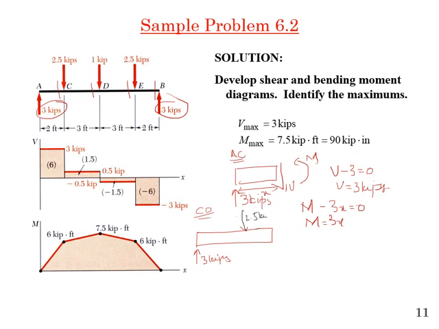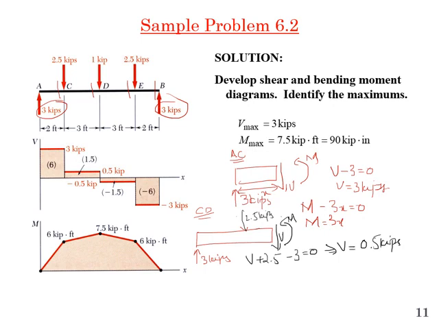2.5 kilopound. So shear force V acting downward we will take positive, and moment M in this case will be positive. So for shear force I can write V plus 2.5 minus 3 is equal to 0, and this will leave me V is equal to 0.5 kilopound. Now if you look at the shear force from C to D, it will be 0.5 kilopound.